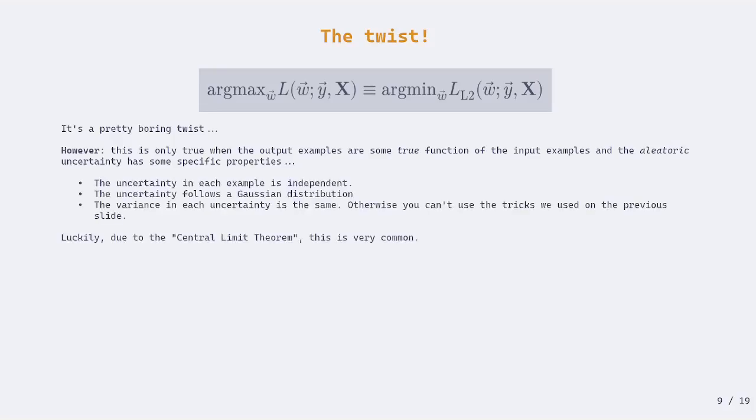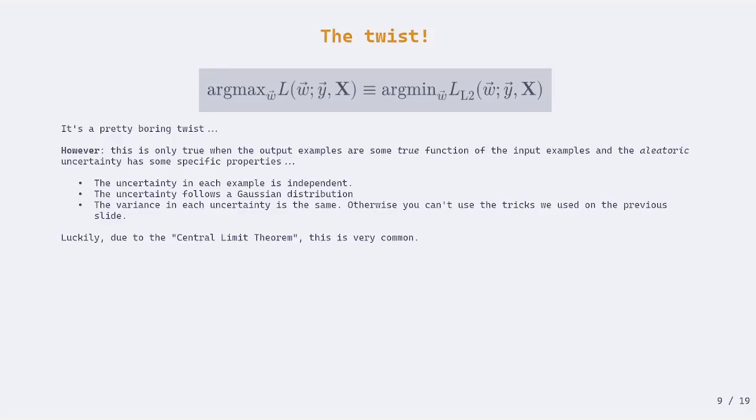So if they're not independent, you can't product everything together. And so when you take the log, you're not going to get the sum. If this aleatoric uncertainty isn't Gaussian, you're not gonna have that e to the minus (x minus mean) squared term, and so you're not gonna get L2 loss. And if the variances are all different, then that's gonna mess you up as well, because you're not gonna be able to pull out the constant factors.